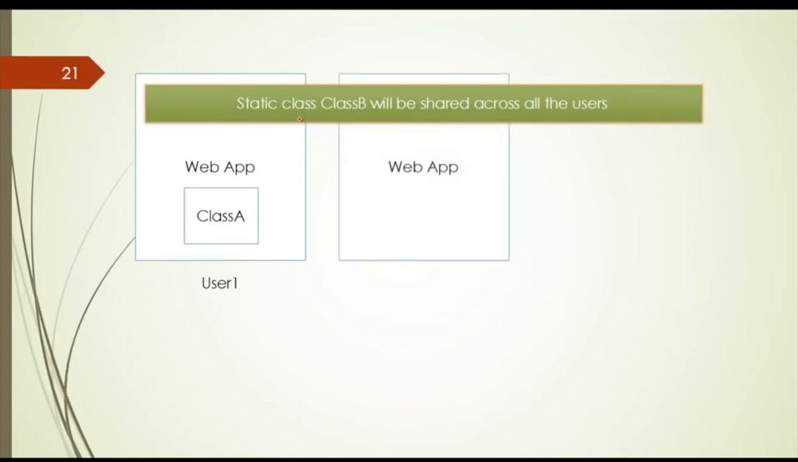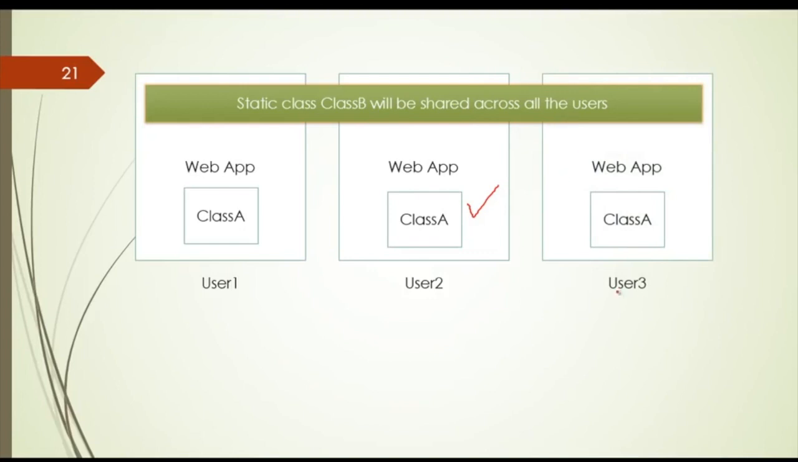Let's say user 2 comes in at the same time, and class A will be created again for user 2, but class B will not be created. It will be shared across. So let's say you have user 3, and again class A will be created. So let's say that user 2 is gone, so class A will be gone, but the static class will still remain there. Let's say user 2 comes in again, then class A will be created again specifically for that user.